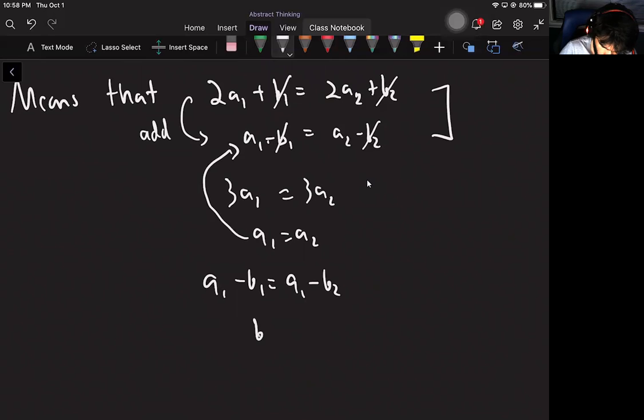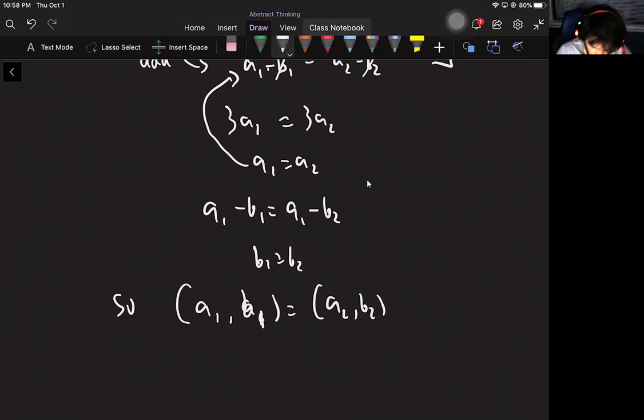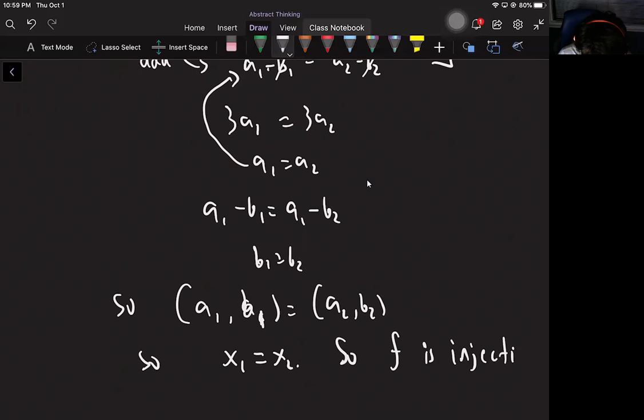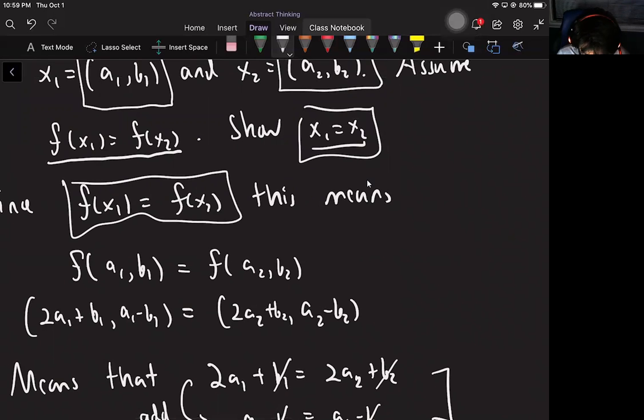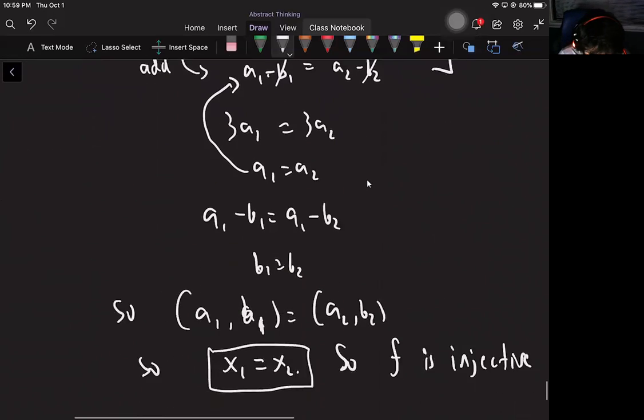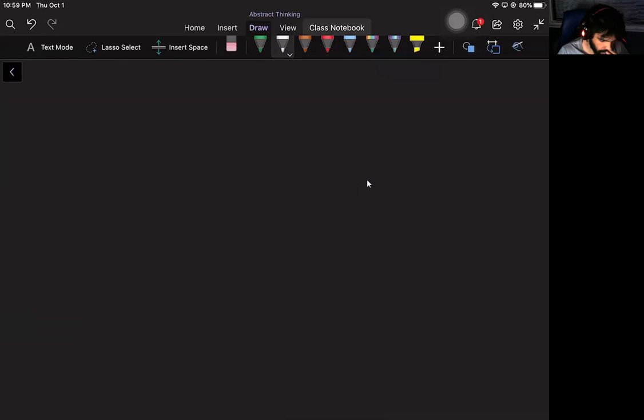And then you'll get b1 equals b2. So a1 comma b1 equals a2 comma b2, because a1 equals a2 and b1 equals b2. So that's just x1 and x2. So f is injective. Again, the path to getting here was a little bit longer, but it is very algorithmic or systematic. You just expand upon what the initial equality tells you.